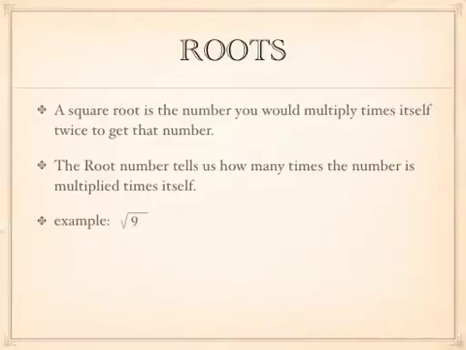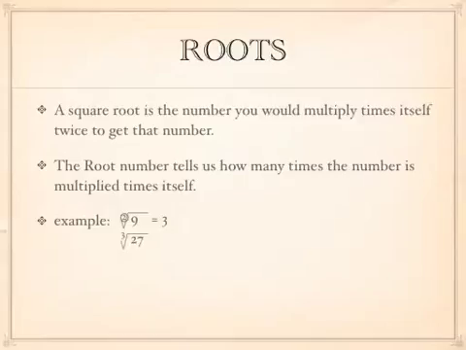Here's an example. If we have the square root of 9, this is the second root of 9. We don't see a 2 there. Normally there's a number there if it's not 2, like this. The square root of 9 means that what number times itself equals 9, and in that case it's 3.